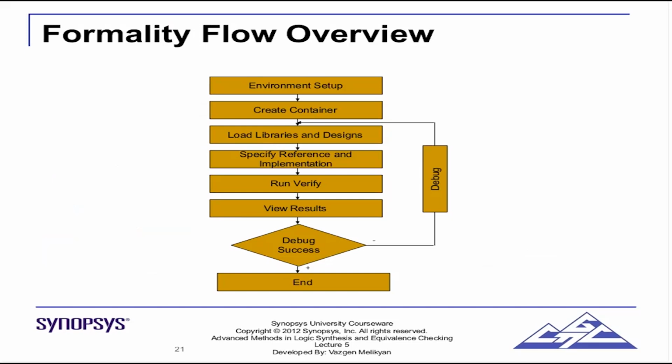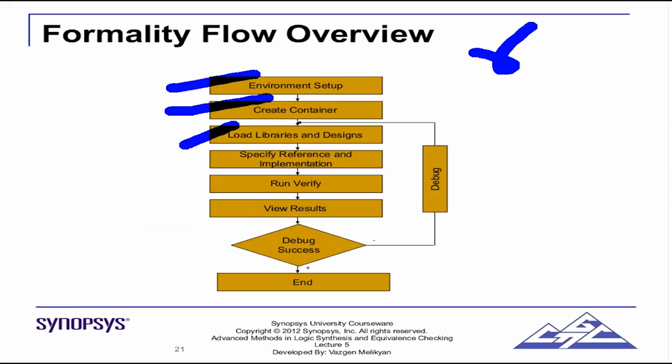Environment setup is the place where you set the variables. There are variables which control a lot of things in Formality. You set those variables. You create containers by reading the design. You first create the container, then load the libraries and design into a particular container. There are two containers. One is reference, one is implementation. So you read the reference design into the reference container, and you read the implementation design into the implementation container.